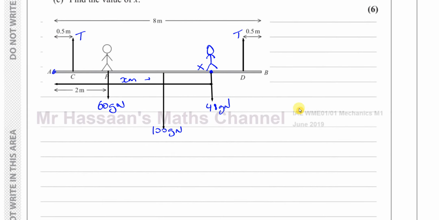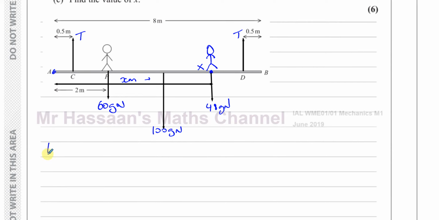So what I'm going to do here is take moments about A first, and let's see how that will help us. There will be two unknowns here, but we can work out those other unknowns. In fact, you know what I'll do first? I'll work out what T is. Let's first find what T is, because that will help us. Both these T's are the same T, so they're like terms.